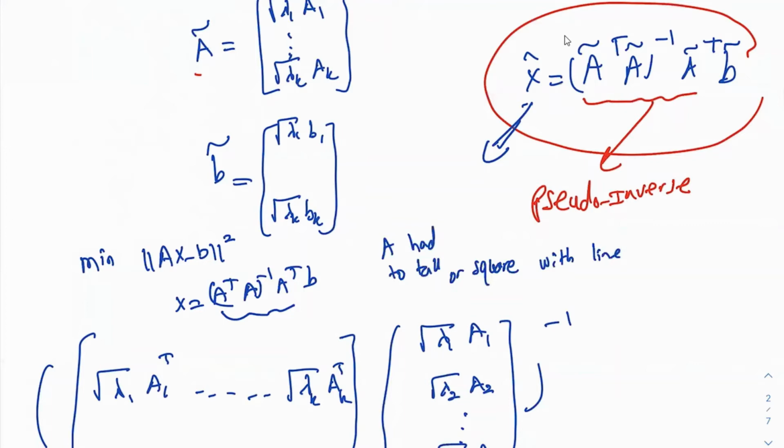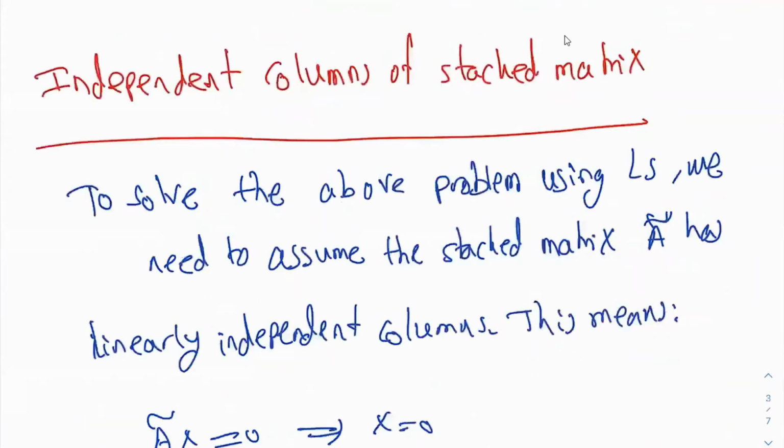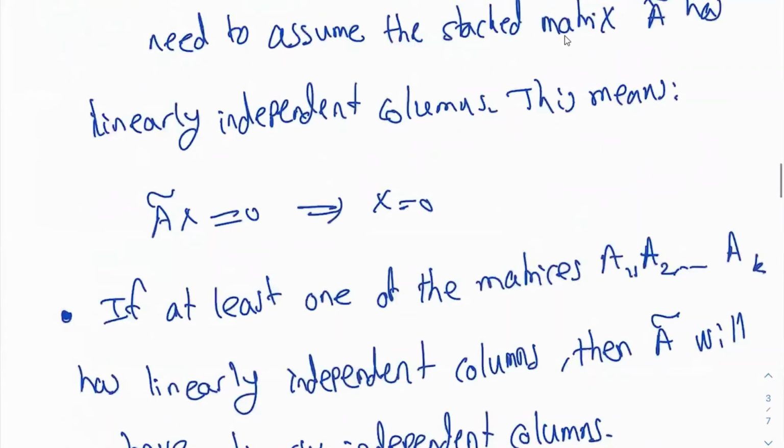Okay, so the same idea applies here. If you're trying to solve this stacked matrix problem using the normal equation, similar to the ordinary least squares problem, you should make the same assumption: this A bar should have linearly independent columns. And that's what we're going to talk about right now, the independent columns of a stacked matrix. So to solve the stacked least squares problem as a form of ordinary least squares, we need to assume that the stacked matrix A bar has linearly independent columns. How do we prove this? We have a standard way to prove it. We say A bar times x equal to 0. If it has linearly independent columns, then x equal to 0 is the only solution.